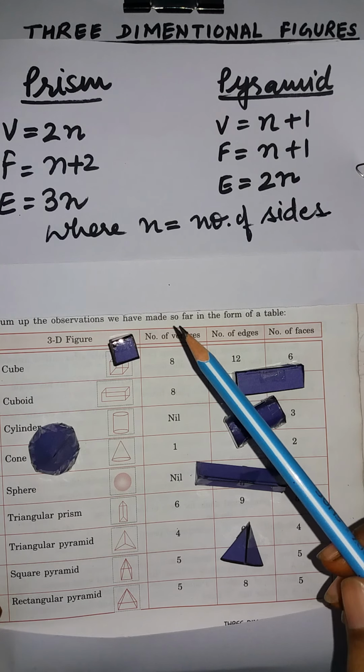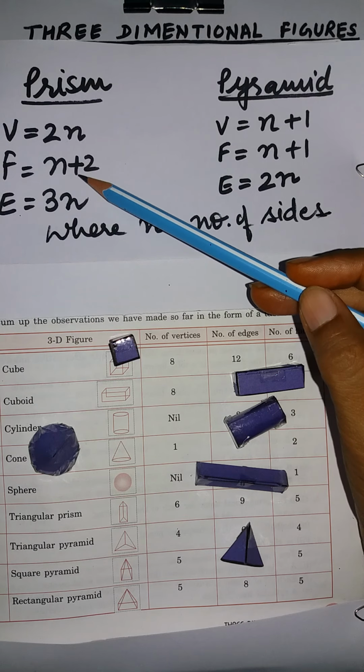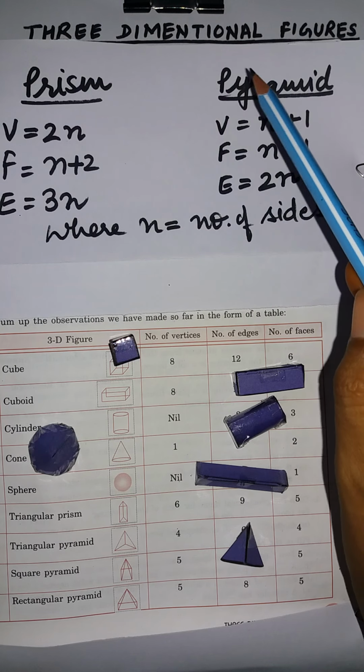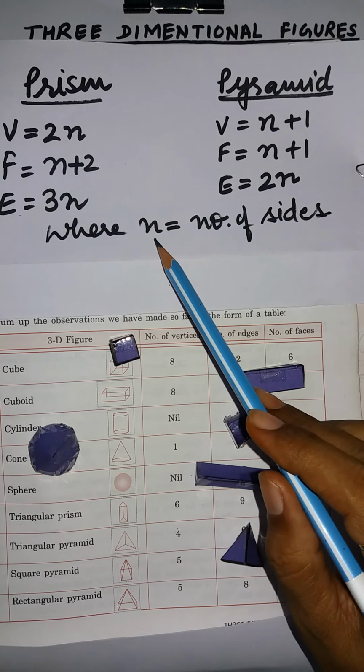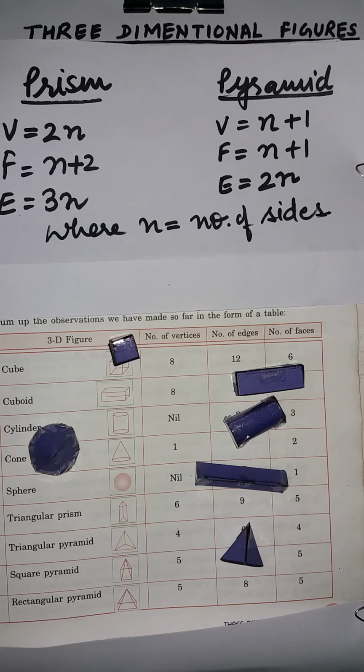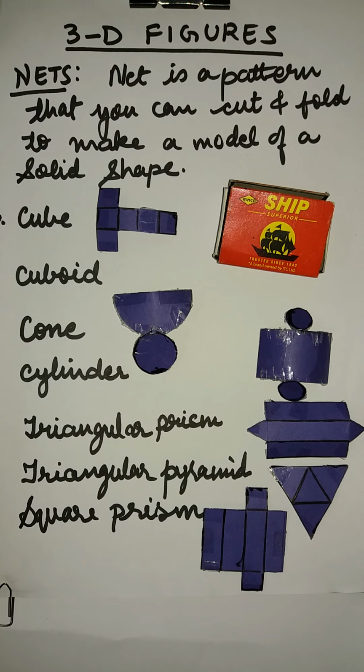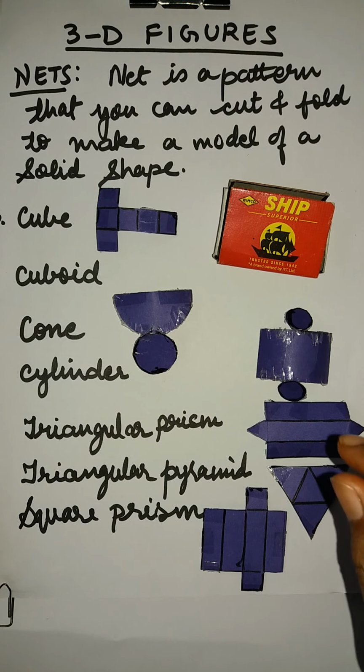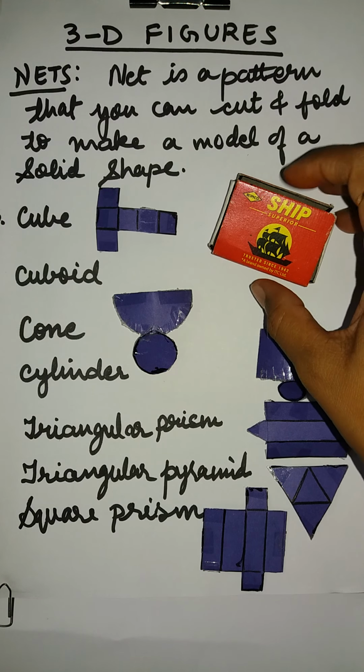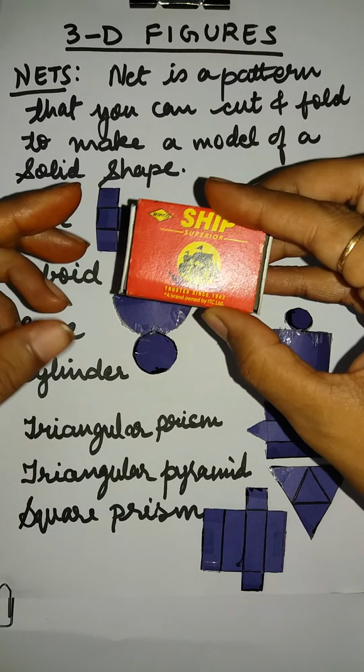Also, we can find out the number of faces, vertices and edges in the case of prism and pyramid by using these formulas, where n is the number of sides. Next topic is nets. Nets of 3D figures. A net is a pattern that you can cut and fold to make a model of a solid shape. Or we can say it is a representation of 3D figures in 2D figures.